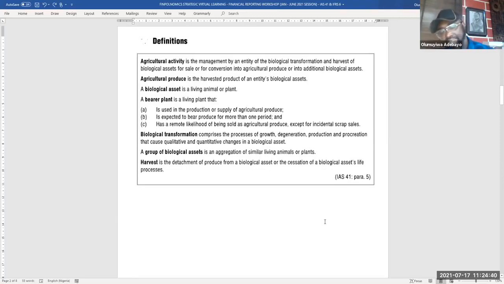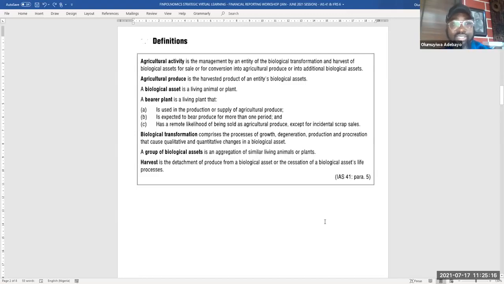Now the next one is a group of biological assets. A group of biological assets follows the materiality concept, whereby similar assets, which in this case are similar living animals or plants, can be grouped collectively as a cash-generating unit or as a whole. For example, if you have a poultry farm where you have day-old chicks and you aggregate them together, you understand? That's what we call a group of biological assets.